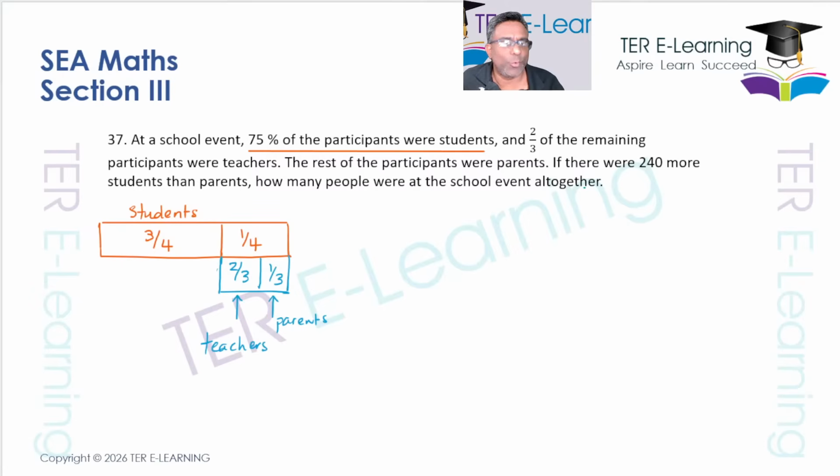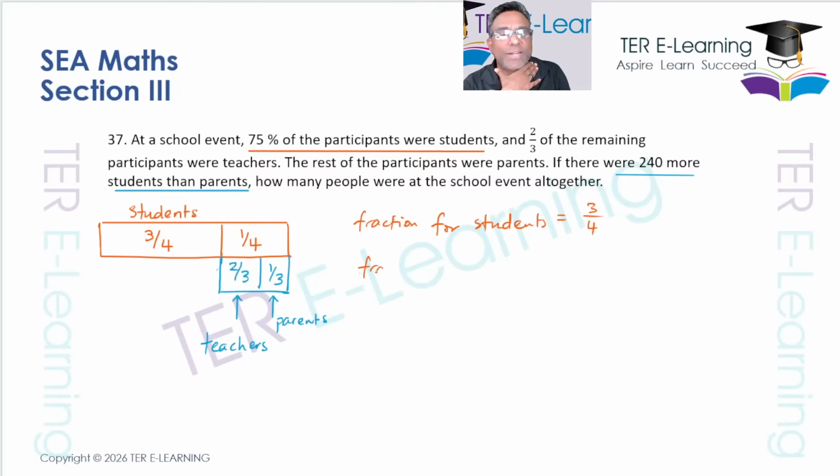Now this part here is what we need to pay attention to. There were 240 more students than parents, right? So what I would do in a case like this, I will work out the fraction for students. That's equal to 3/4 of the original amount of participants.